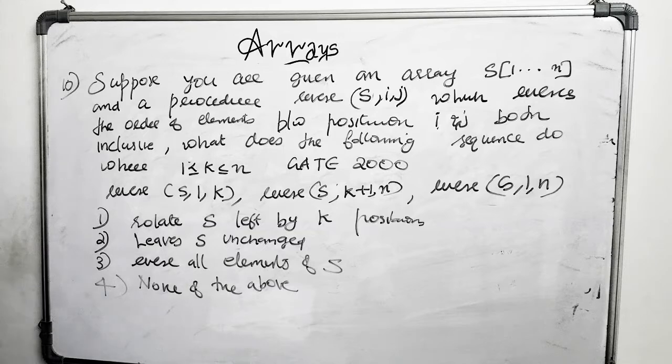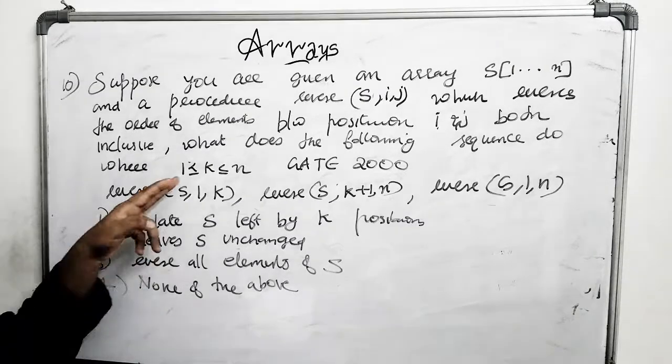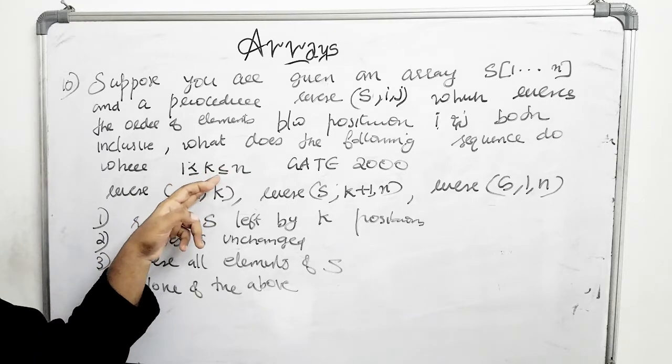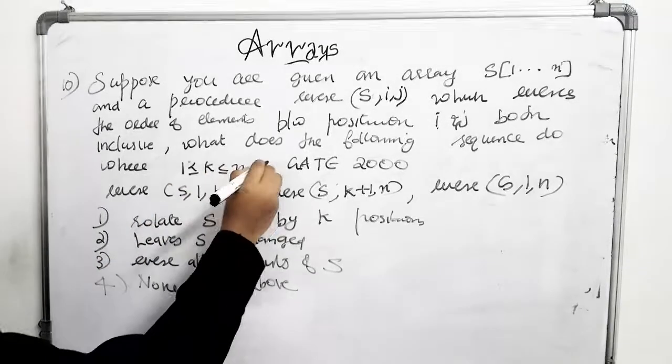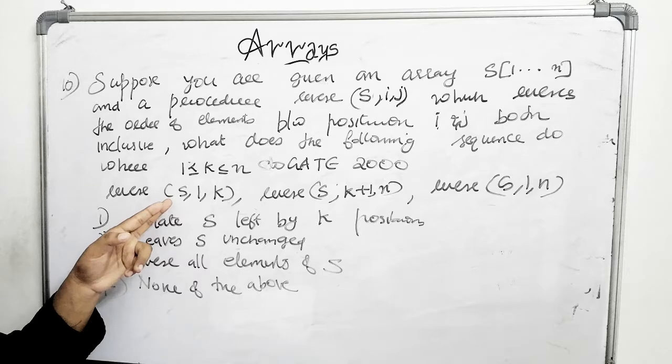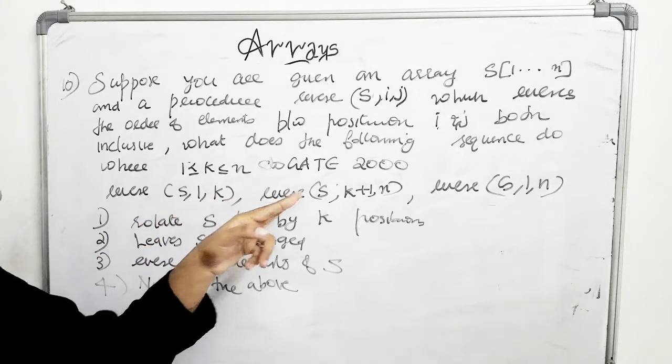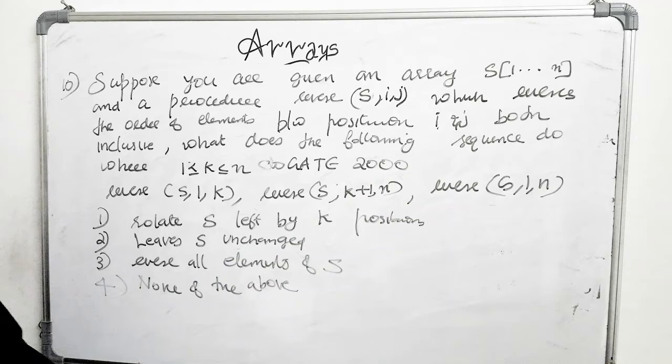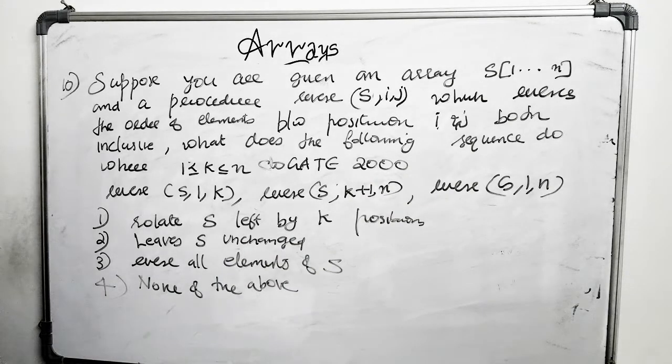Our next question is: we are given an array S of 1 to N and a procedure reverse(S, i, j), which is defined as reversing all the elements between the positions i and j, both inclusive. So what is the effect of the sequence for 1 less than or equal to k less than or equal to n? This is a question from GATE 2000. The sequence given is reverse S 1 k, reverse S k plus 1 n, and reverse S 1 n. We need to find this out.